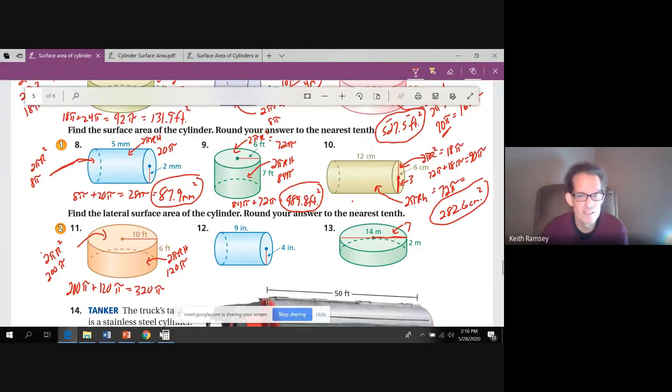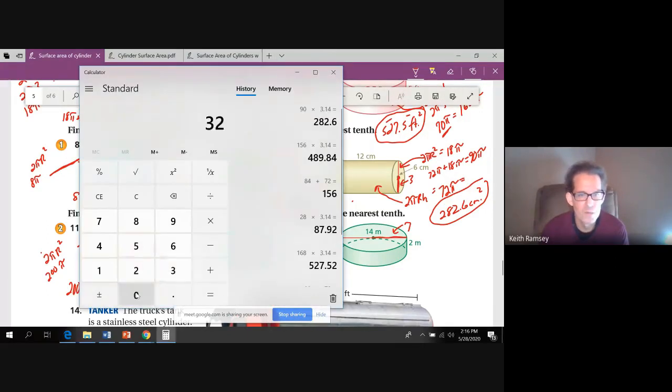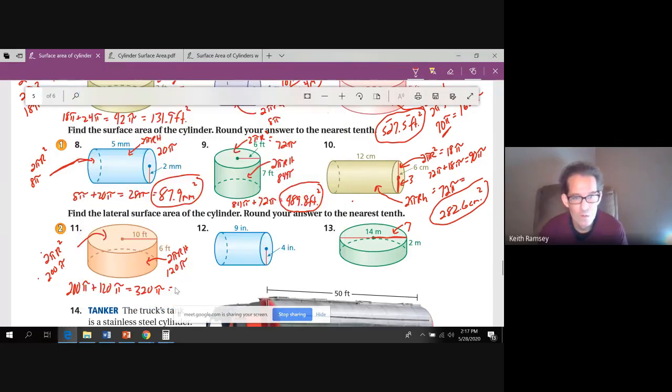Let's find out what that is. 320 times 3.14 gives me a surface area of 1004.8. 1004.8 square feet. Hopefully that's what you got. If not, just check your steps here.